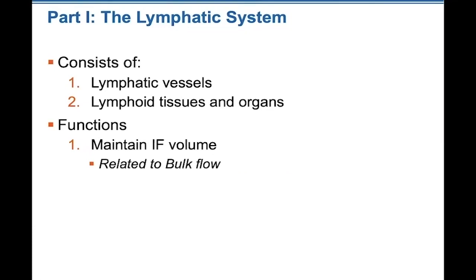90% of it is returned back to the blood at the venous end of the blood capillary. The remaining 10% enters the lymphatic vessels and is transported back to the blood to become plasma once again. In this way, the lymphatic vessels are involved in maintaining interstitial fluid volume.